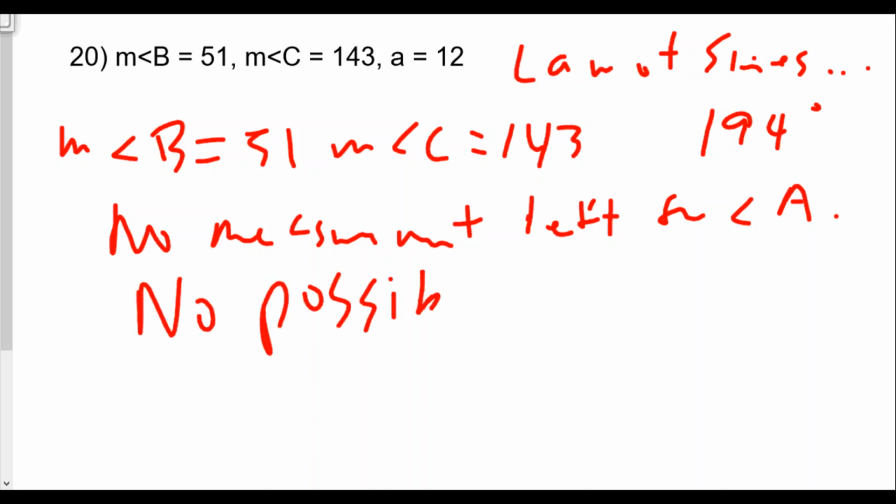So we didn't have to calculate anything. Just know in this case that from what information you know about a triangle, there are only 180 degrees total. So some of these questions don't require law of sines or law of cosines. All right? Okay, number 21.